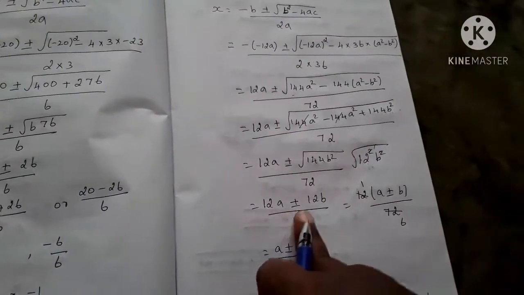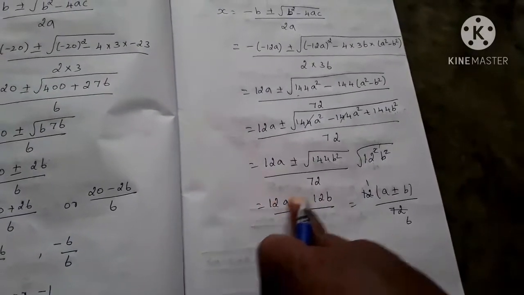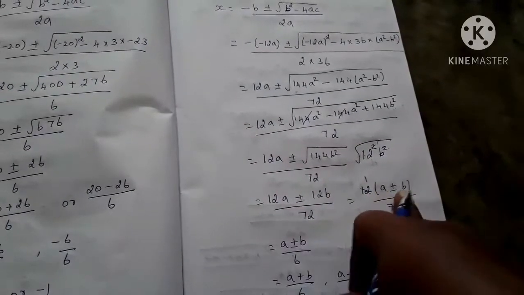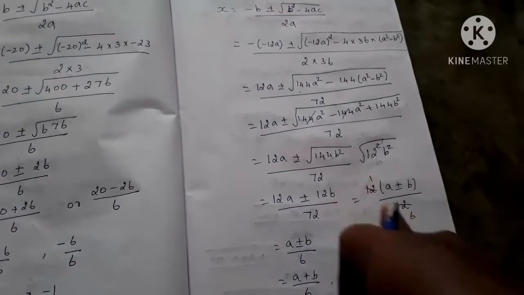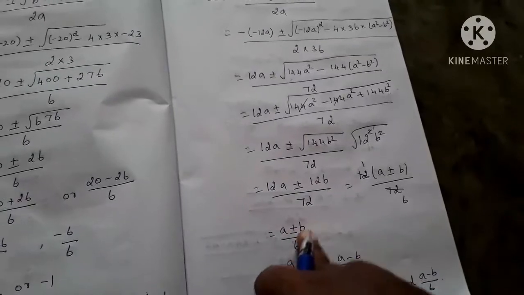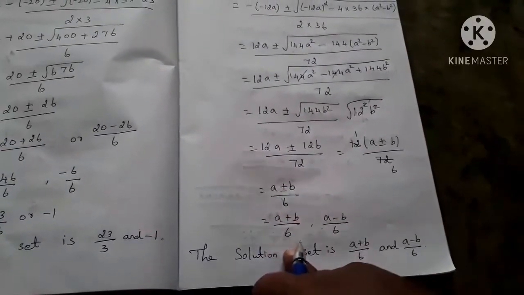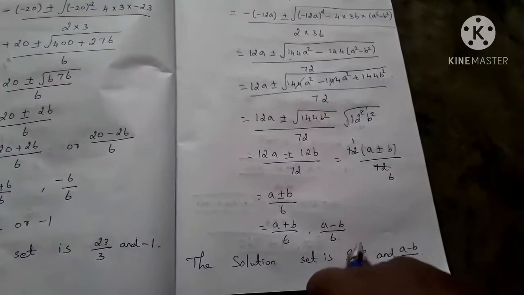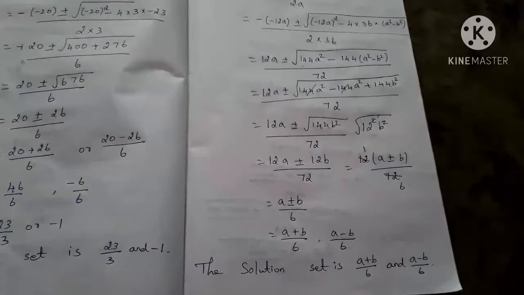Okay, so 12a plus or minus 12b divided by 72. Here we have 12, here also we have 12, so I take 12 as common. So a plus or minus b divided by 72. Now we can cancel: 1 12 is 12, 6 12s are 72. So a plus or minus b divided by 6. So our solution is (a plus b)/6 or (a minus b)/6. So the solution set is (a plus b)/6 and (a minus b)/6.